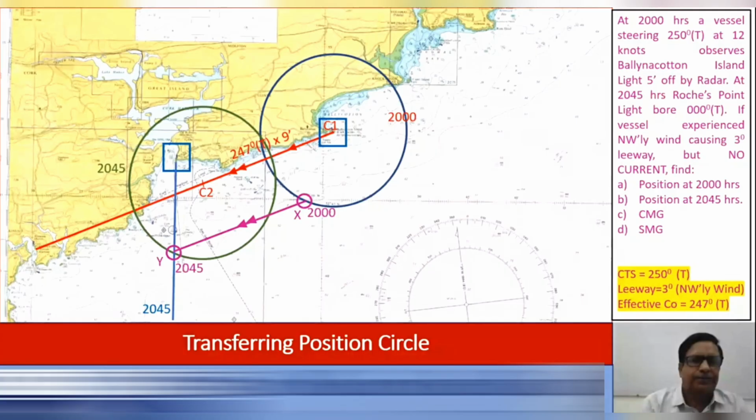Okay, so this plot is also complete now, beta. We had only wind here, so we use the effective course for transfer, and we have the position as well as the CMG vector. So let me know if there are any doubts, beta.